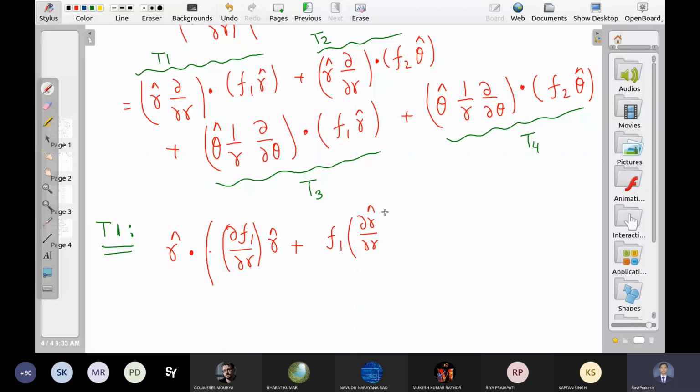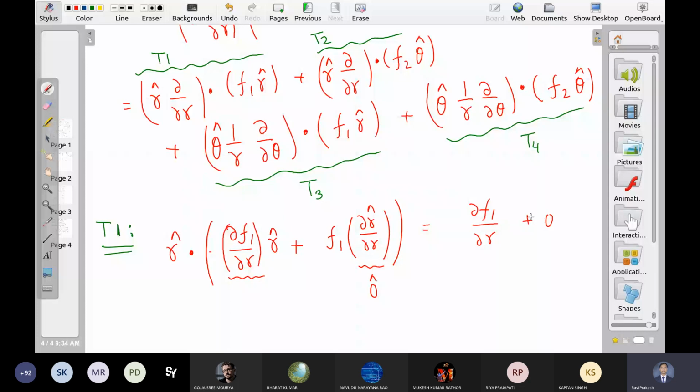Now dot product of r cap with these two terms. So this is some scalar quantity. R cap dot vector r cap. What do we get? 1. So what we get here? Del f1 upon del r. Now what is del r cap by del r? 0. This is 0 or vector 0, whatever you want to write. It is 0, right? So this is term 1. And as expected, since it is a dot product, outcome has to be scalar.